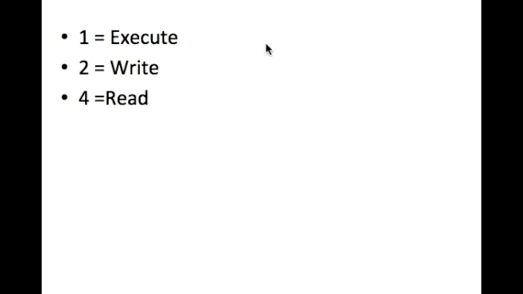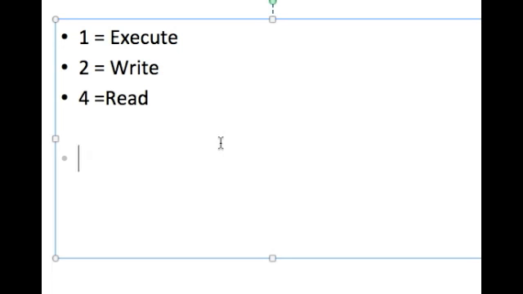So you have to remember these three things. One means execute, two means write, and four means read. So if you want to make the file executable, you could type 1. And if you want to make it writable, you could make it 2. And if you want to make it executable and writable, 1 plus 2 means 3. So execute and write is 3. And if you want to make it read only, you could type 4.